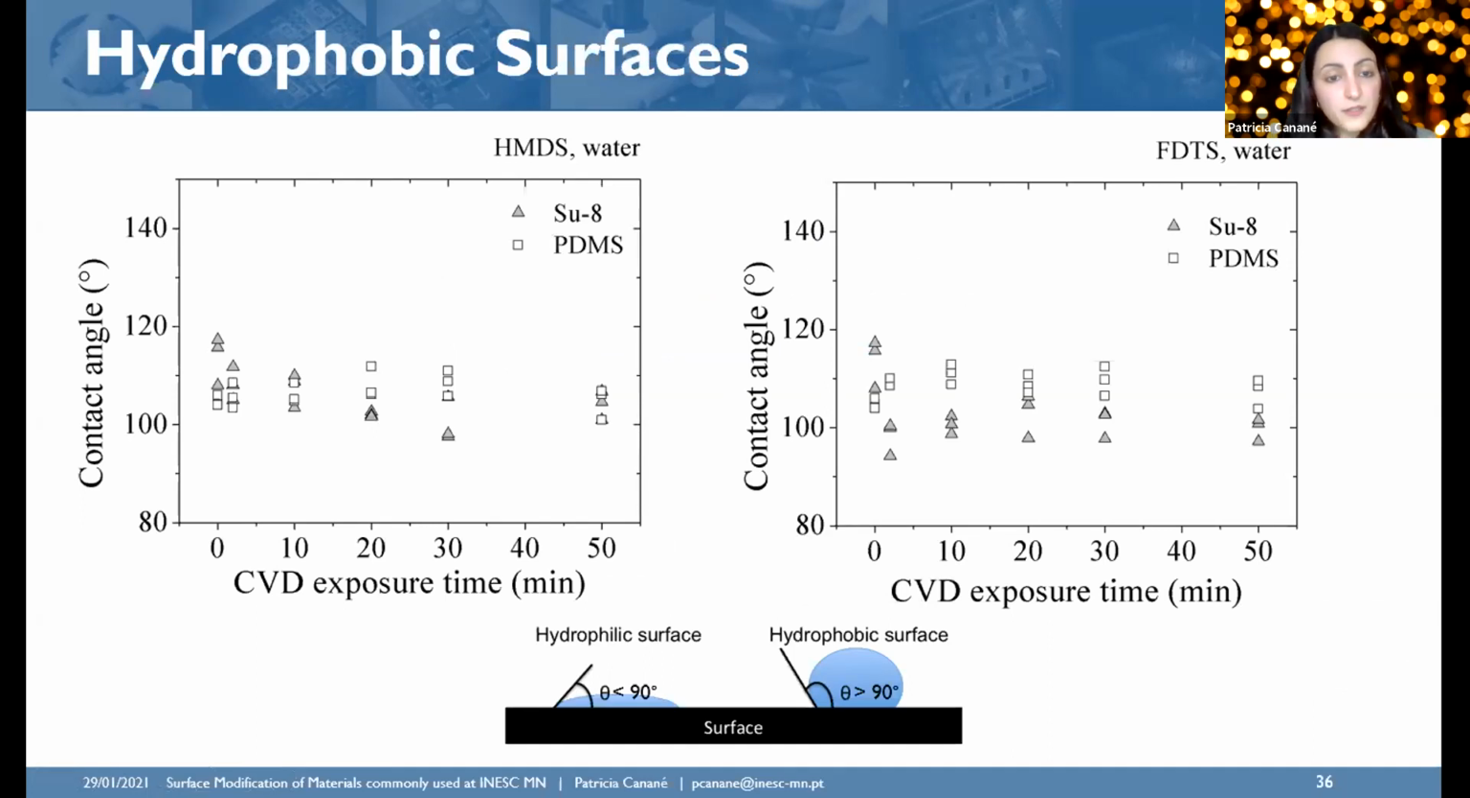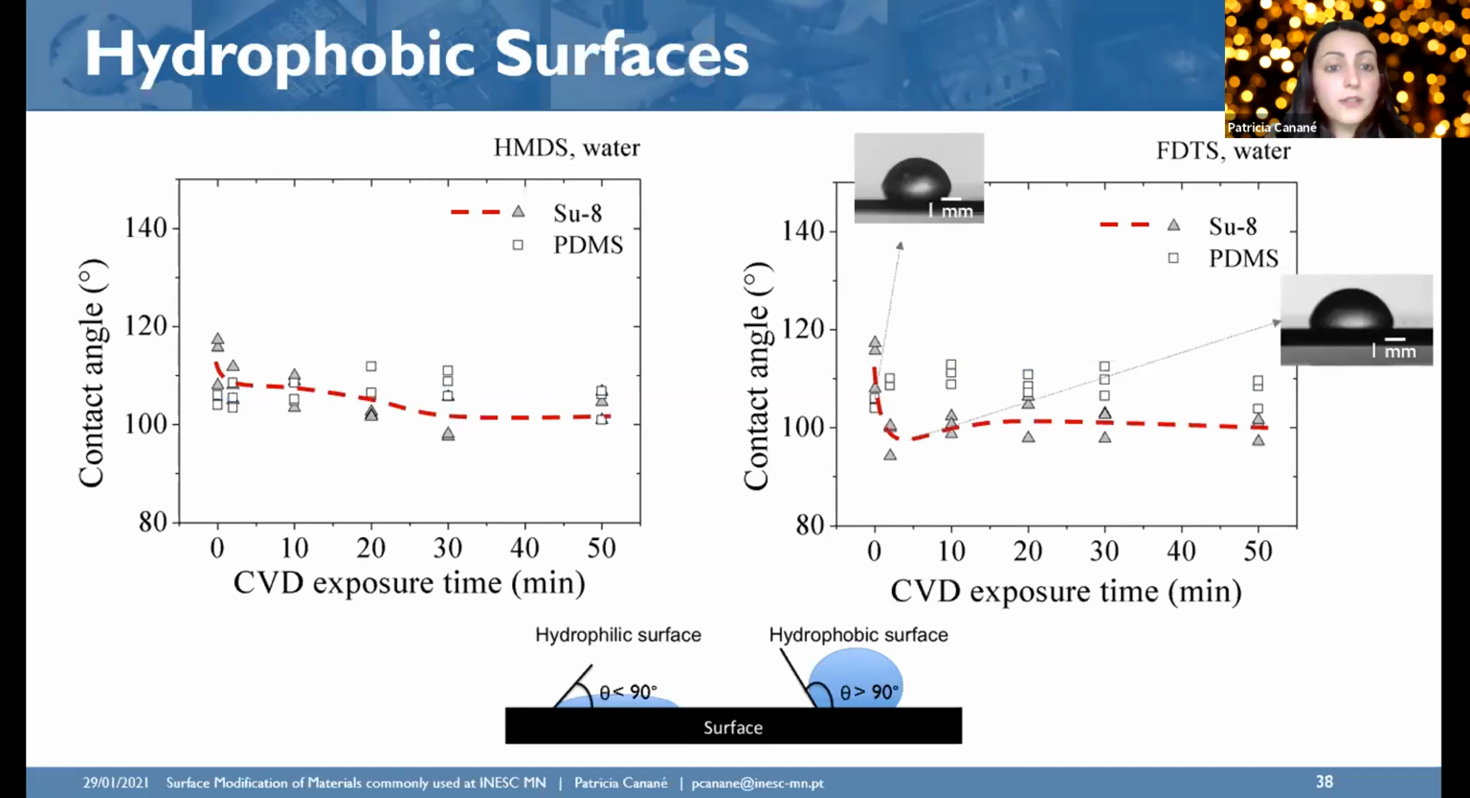As for hydrophobic surfaces, we can see that PDMS only showed an increase of contact angle after being exposed to FTTS. Again, this is due to an attached layer of molecules, because PDMS only exhibits poorly reactive CH3 groups, leaving only the hypothesis that an unattached layer of molecules of silane is present.